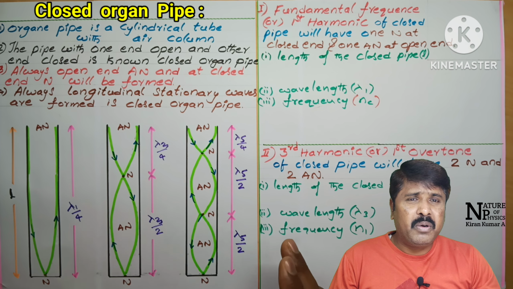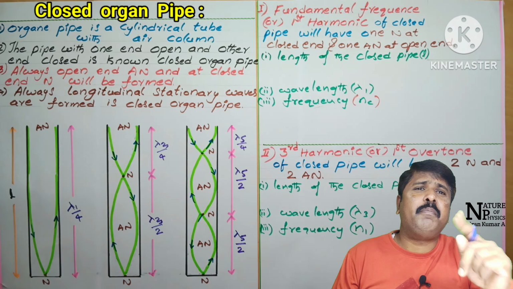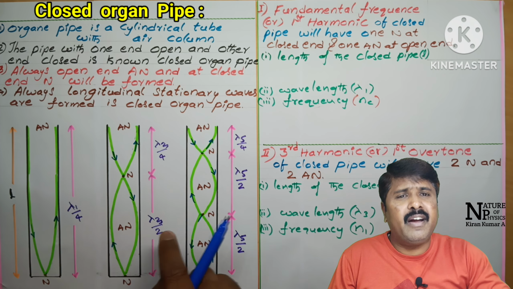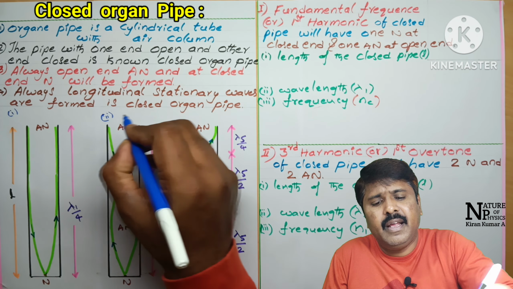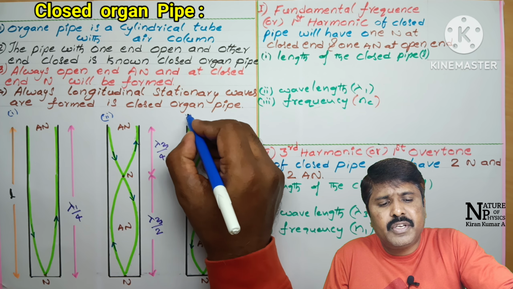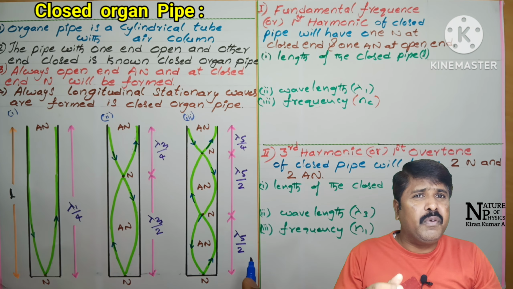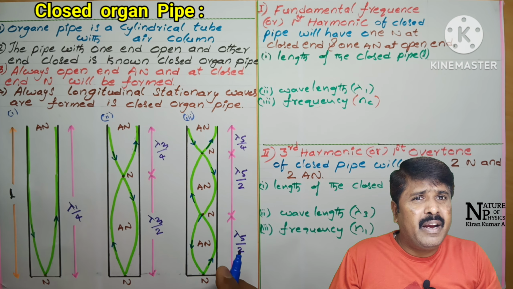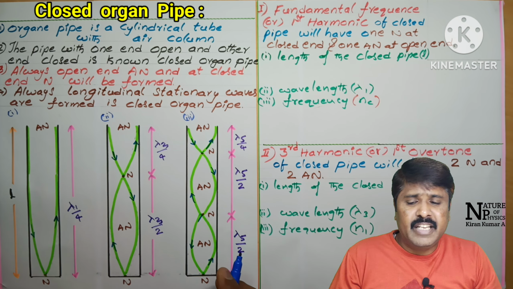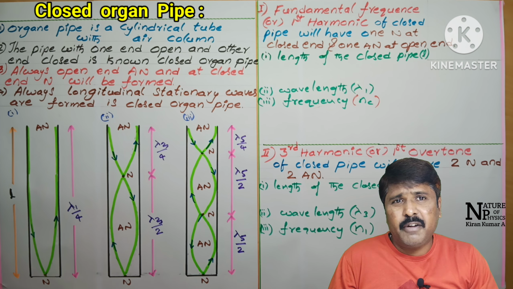Step by step I am going to explain with respect to the diagram. The length of the pipe must be the same in the first diagram, second diagram and third diagram. Considering a closed organ pipe, take a tuning fork and vibrate it with a rubber hammer kept at the open end. Resonance phenomena takes place in the open pipe as well as in closed organ pipes.